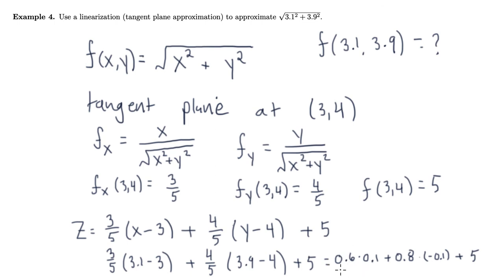Okay, so what is this? Well, this is just going to be 0.06 minus 0.08 plus 5. Okay, and so what is that? That's going to be minus 2/100 from 5, so that's going to be 4.98. So this number is approximately 4.98. And I would encourage you to get out your calculator and be amazed at how accurate this linear approximation actually is.